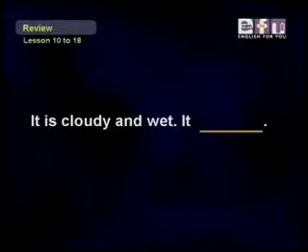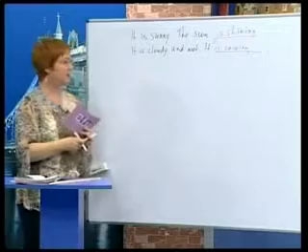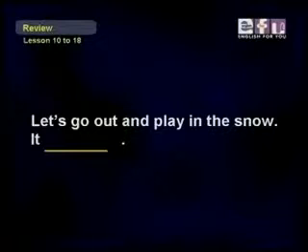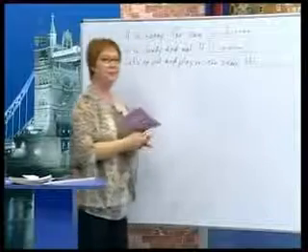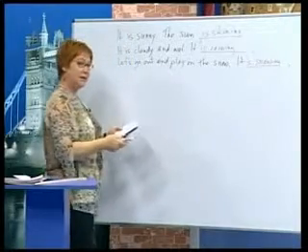It is cloudy and wet. It. Okay, Susan, what's the... It is raining. Okay, it is raining. All right, it's cloudy and wet. It's raining. Now, here comes another one. Let's go out and play in the snow. It. Ollie? It is snowing. Yes, we can also say it's snowing. All right. Okay. Do you like snow, Ollie? Yes, I do. Great. Okay.